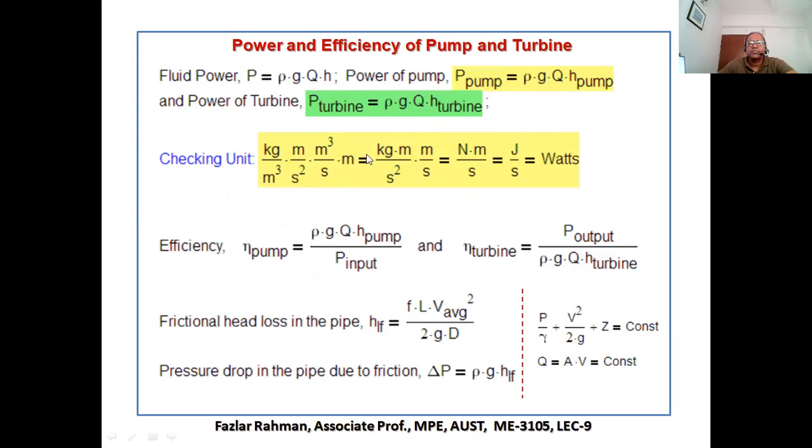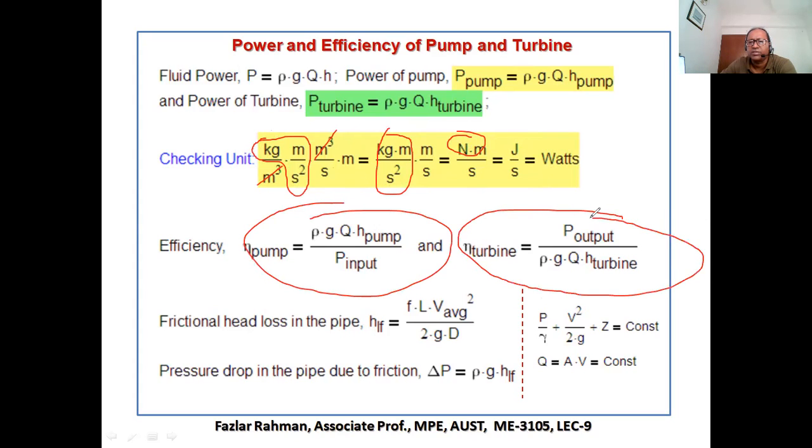If you check the unit of rho G Q H, you see it comes out as joule per second. That means watt. Rho is kg per meter cube, G is meter per second square, Q is meter cube per second, H is meter. Then this meter will cancel out, and you see kg meter per second square equals Newton. So Newton, then this meter per second, Newton meter per second, Newton meter equals joule. So ultimately it comes as joule per second. That means watt. Okay. And this is the efficiency of the pump.